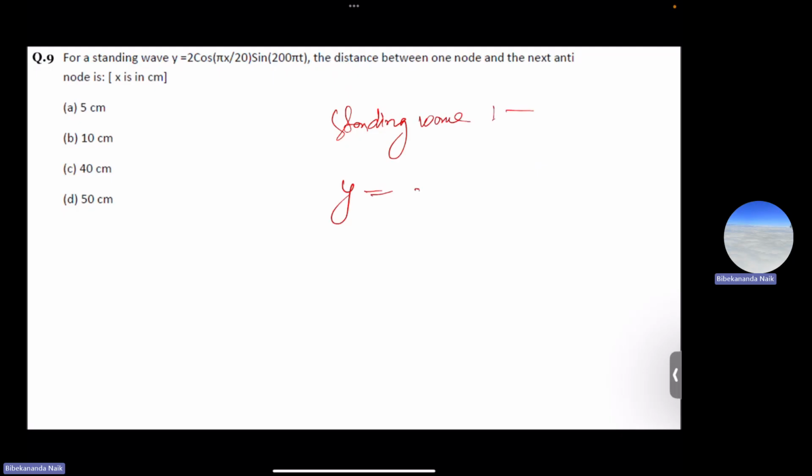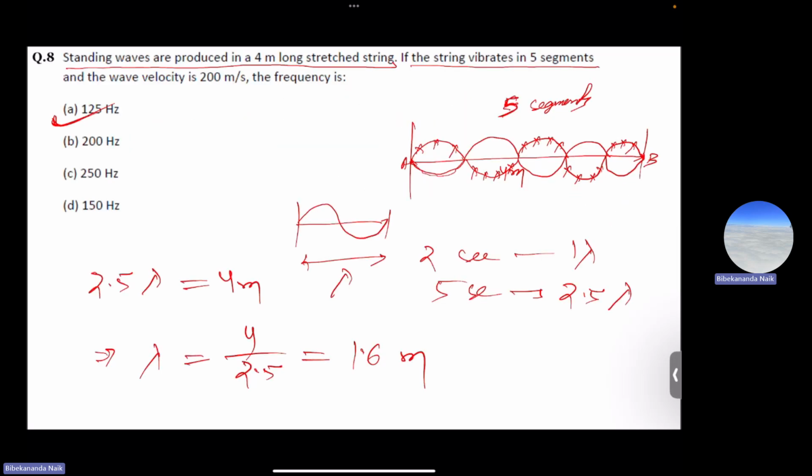So y is 2 cos pi x by 20 into sine 200 pi t, and we need to find the distance between one node and the next antinode. So see here, this is one node and this is antinode. So let's draw the picture again.